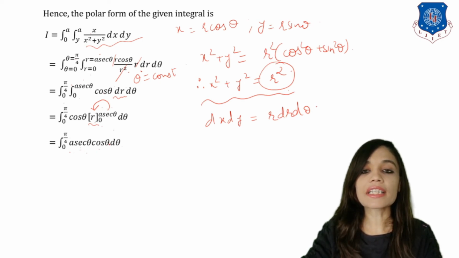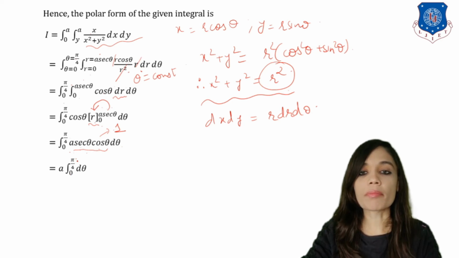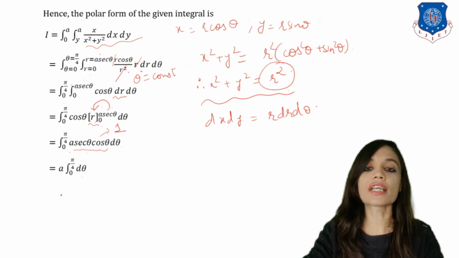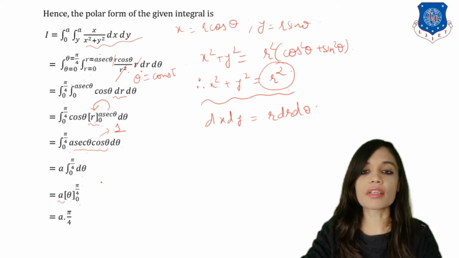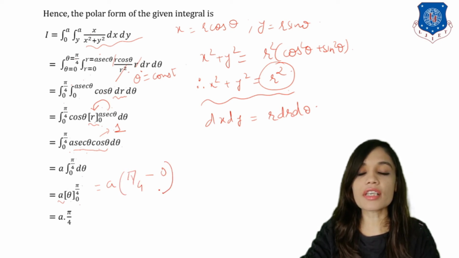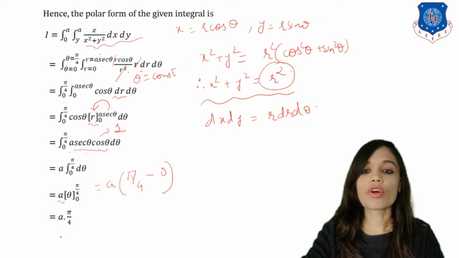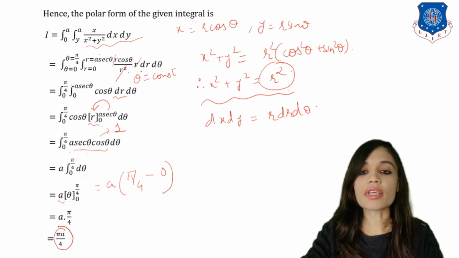But we know sec theta into cos theta will give us the answer 1, right? So finally what will remain? Integration 0 to pi by 4 d theta. Take this a outside. Now integration of 1 d theta will be theta, right? So finally we will get a times theta, and the limits are 0 to pi by 4. Now let us put the limits in place of theta. You will get a times pi by 4 minus the lower limit, that is 0. So the final answer is pi by 4 times a.